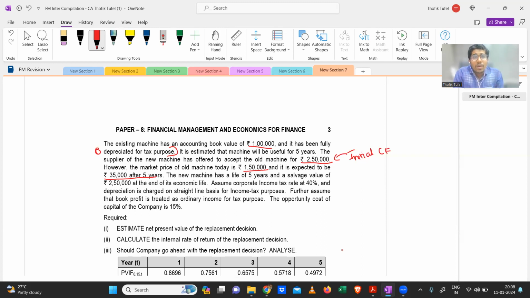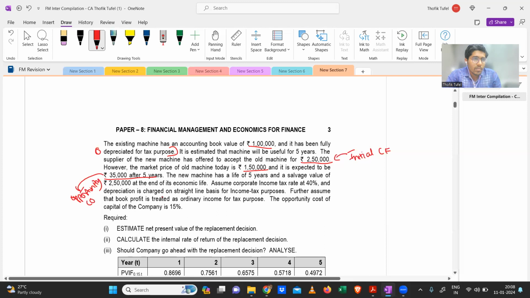But the scrap value after 5 years is 35,000. If I keep the machine, after 5 years that value would be 35,000 rupees. But now I'm selling that machinery, so this becomes my opportunity cost, because I'm not getting anything. And this is a terminal value, because after 5 years, this is my terminal cash.